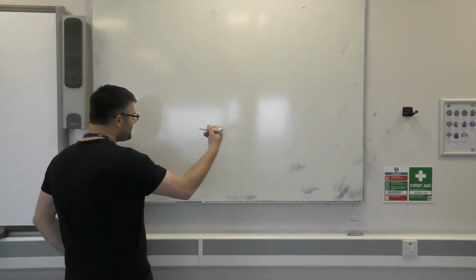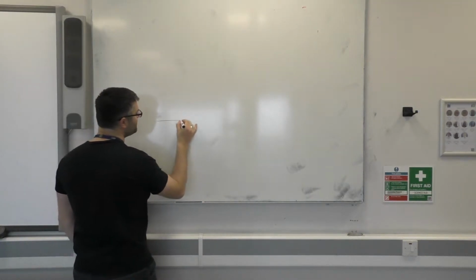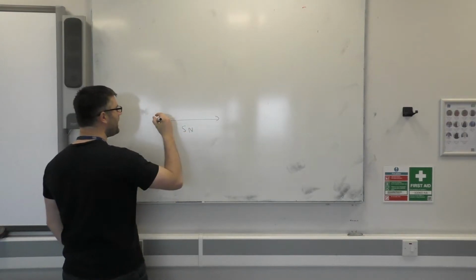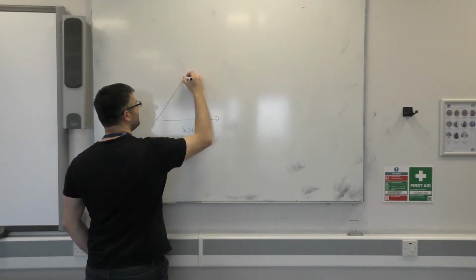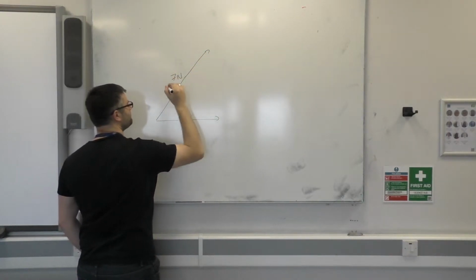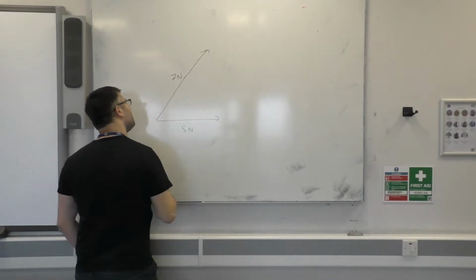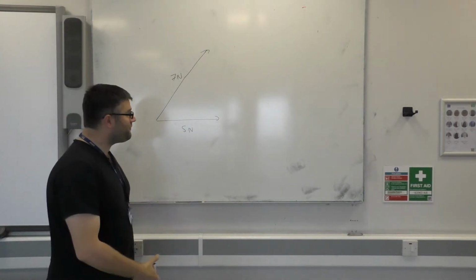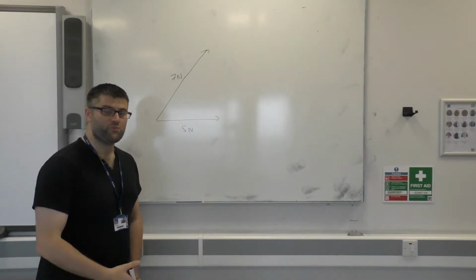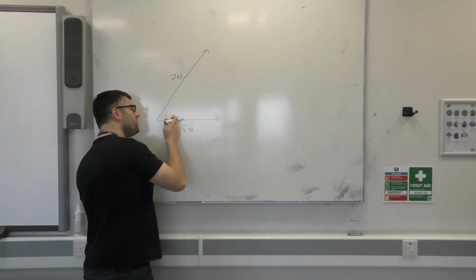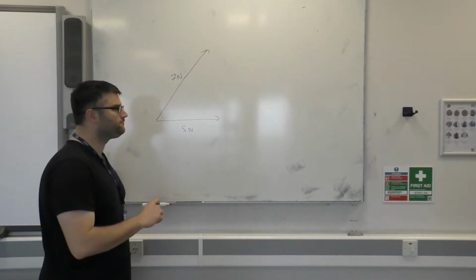So first of all, let's introduce our two vectors. So we've got a vector there, we will go with 5 newtons, and we've got a vector here, let's make it longer, of 7 newtons. And hopefully you're seeing straight away this is different from the previous circumstance, because you'll be seeing that these are not at right angles to each other.